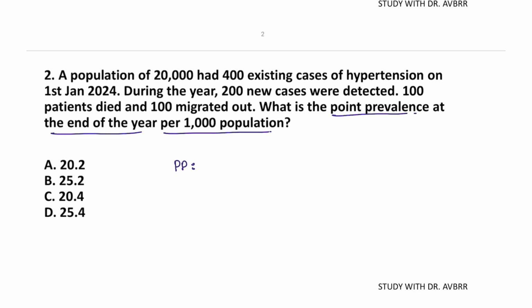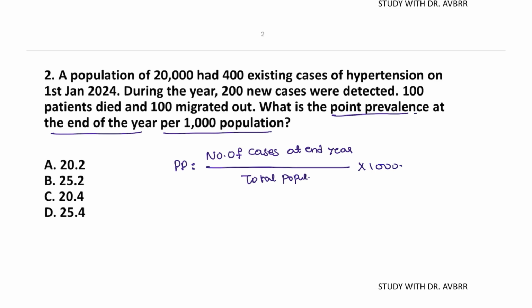So the point prevalence formula is the number of cases at the end of the year, divided by the total population at the end of the year, into 1000. So let's see the question.